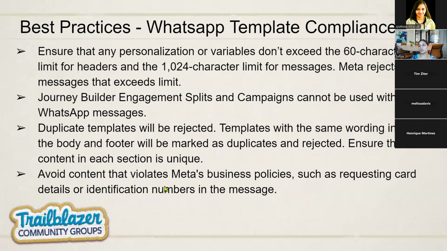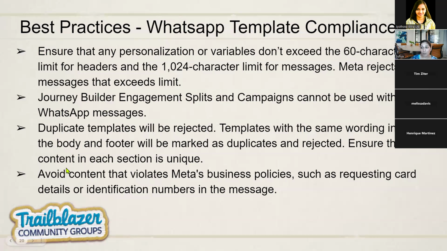So these are some of the best practices for WhatsApp template compliance. You have to ensure any personalization or variable doesn't exceed the 60 character limit for headers, and there's a limit for the body message, which can only include 1024 characters. If your WhatsApp message is more than this, then Meta rejects your messages.